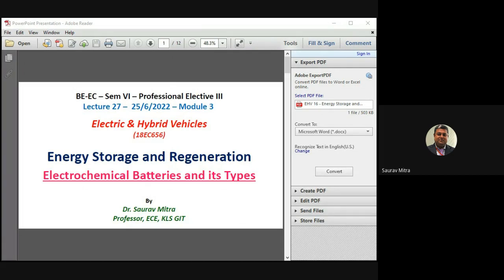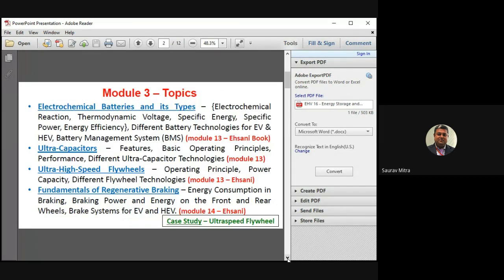And whenever I say energy storage, it is not only about the battery. There are a few other things which can be used as energy storing devices. So here is the brief outline of your syllabus. If you see the syllabus, you'll find the same things. Initially there is the battery, which is called an electrochemical device. That's why knowing electrochemistry is also important for you. So: electrochemical batteries and their types.